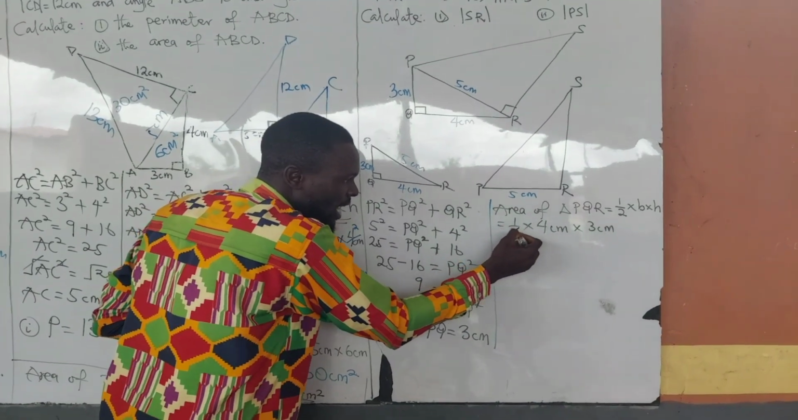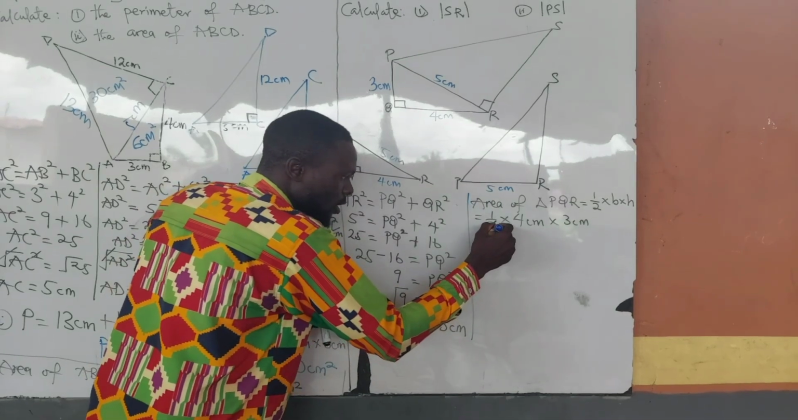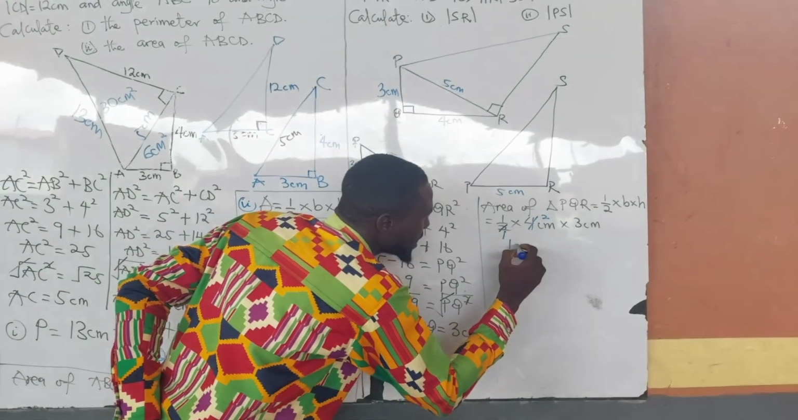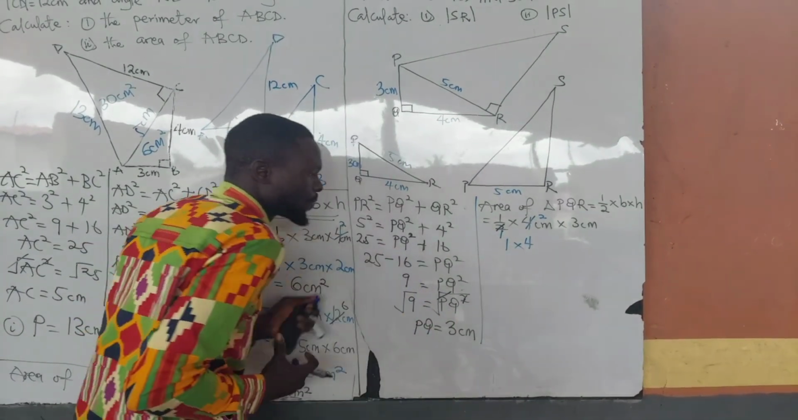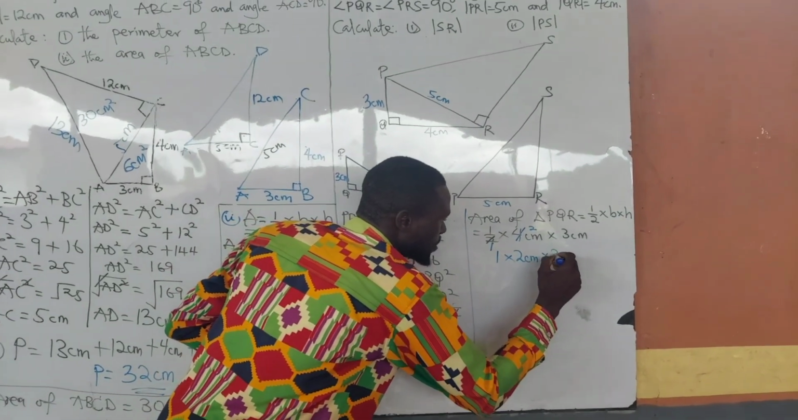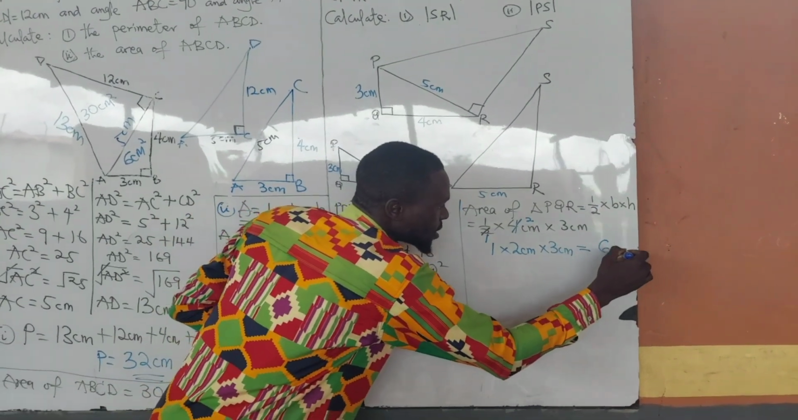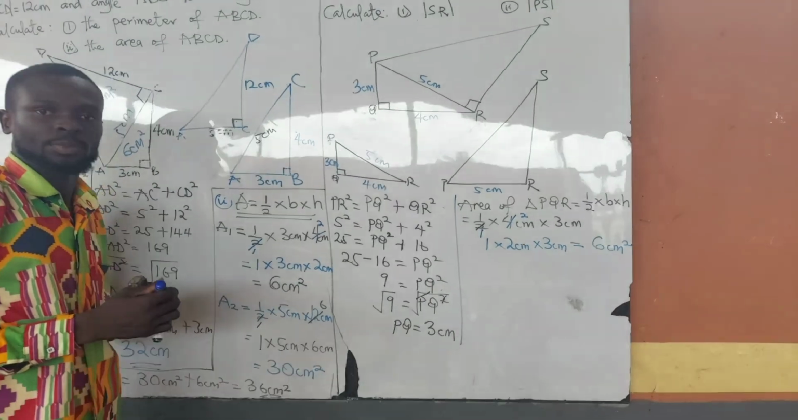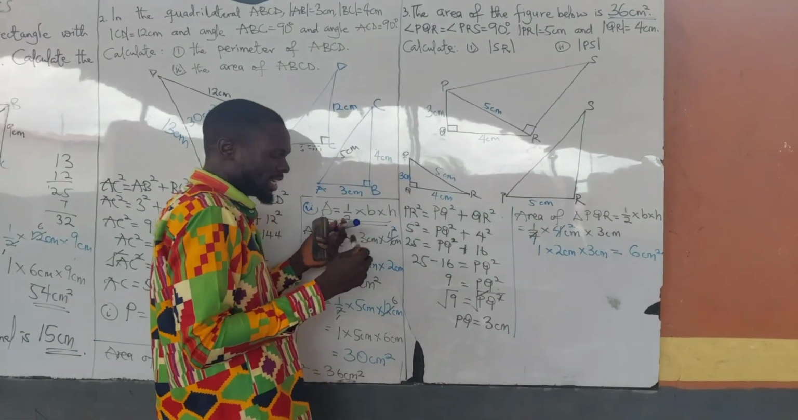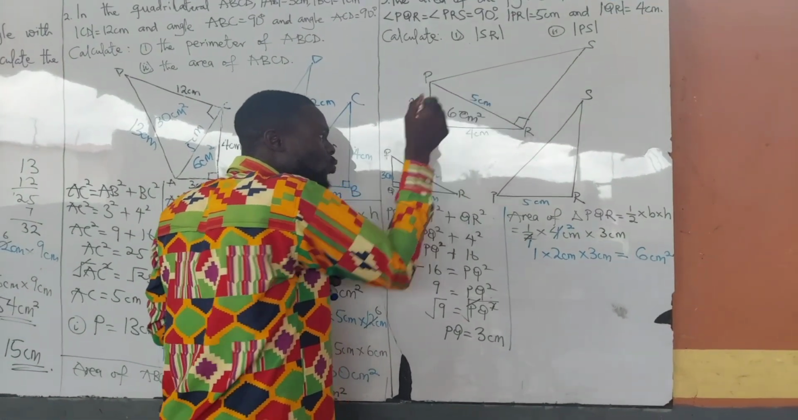So the 2 here is going to cancel itself once. And 2 going to 4, 2 times. So I have 1 times 2 centimeters times 3 centimeters. Multiplying this will give you 6 centimeters squared. So the area of this triangle alone is 6 centimeters squared.